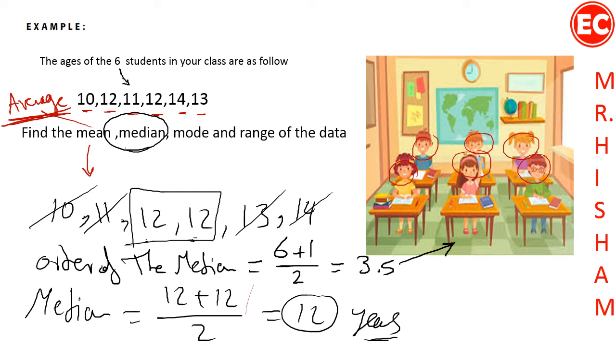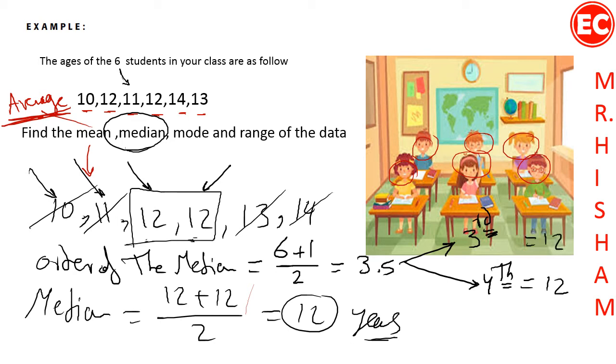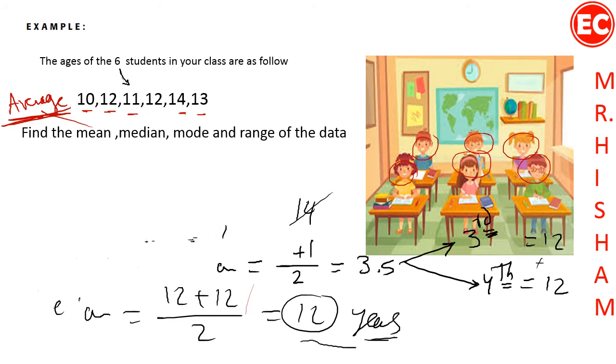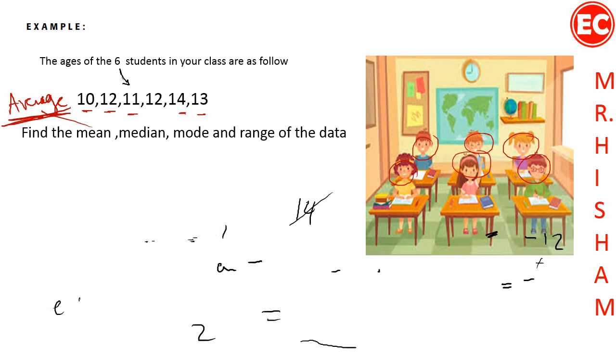It means that you are going to take the third value and the fourth value and divide them by 2. The first value is 10, the second value is 11, and the third and fourth values are 12. So you take the third value, which is 12, and the fourth value, which is 12, add them and divide by 2 to give you the median in case of even numbers. In case it's odd, we are going to present it in the next example, inshallah.